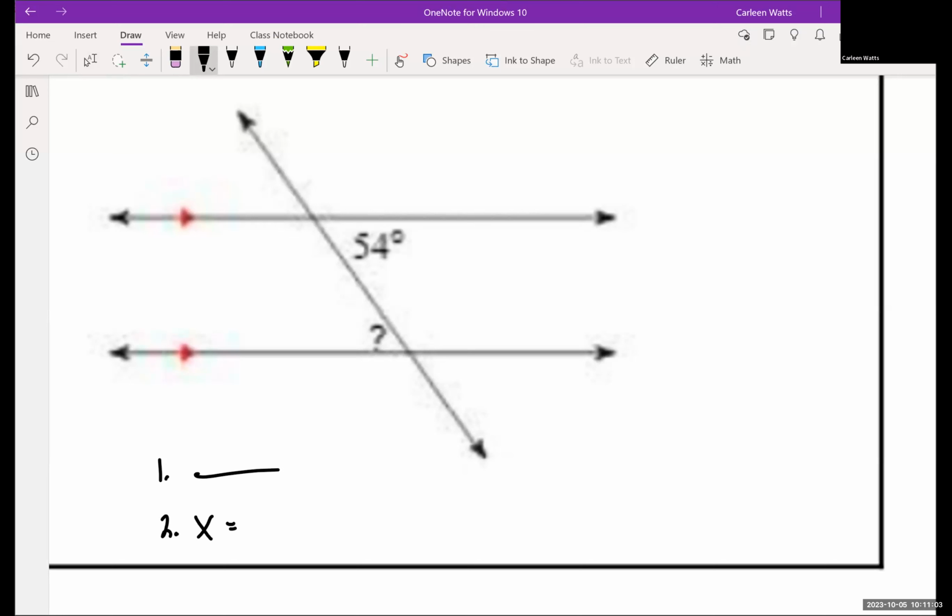Okay, so alternate interior. Yeah, they're both on the interior. One's on the right, one's on the left. So alternate interior angles are congruent. X equals 54. Okay.